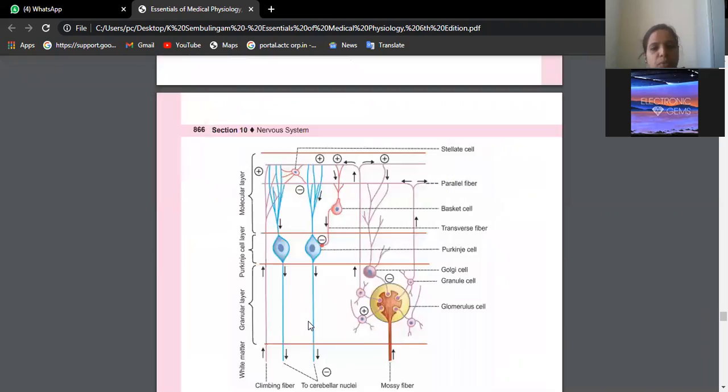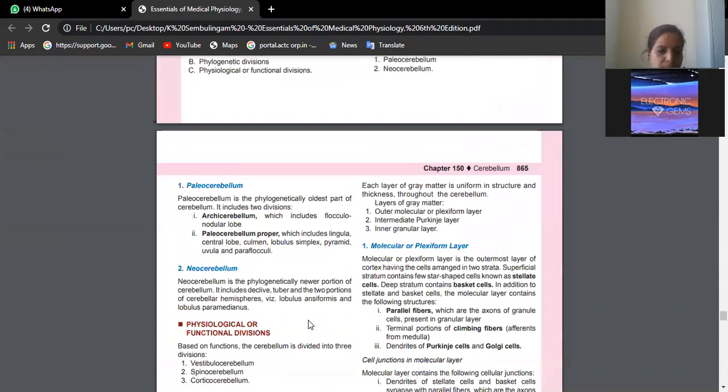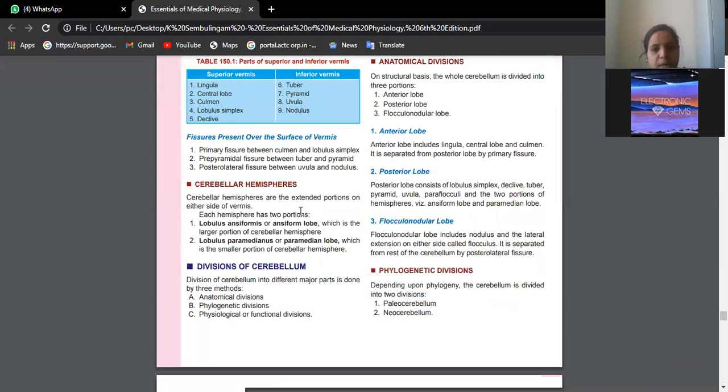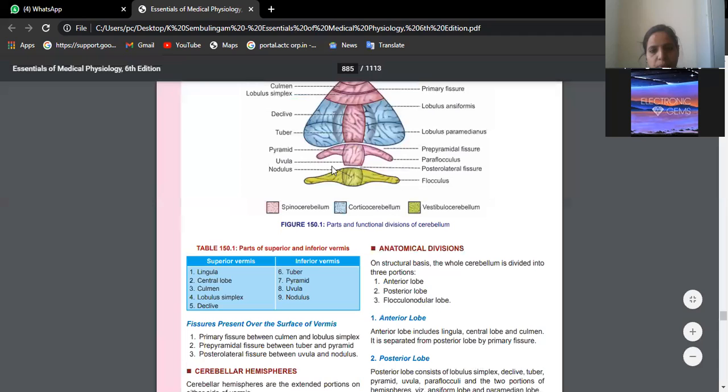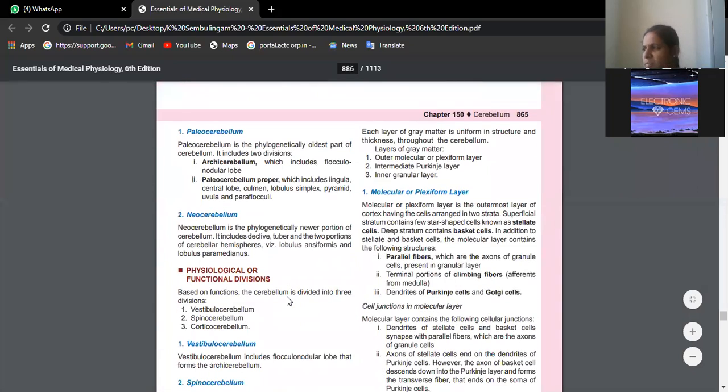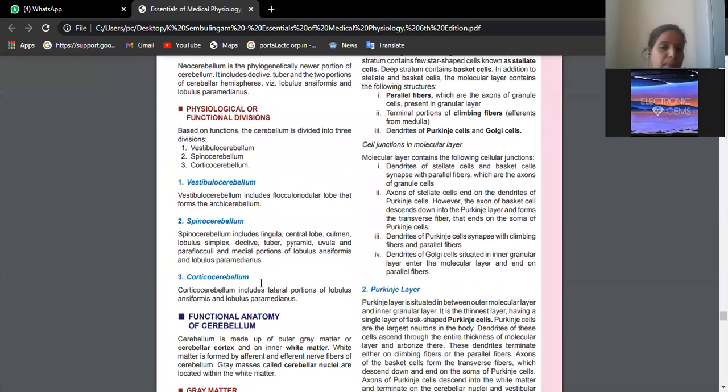Now, once you know these basic subdivisions, see, this is our physiological subdivision, beta. You should first draw this diagram for your answer. You need not give the parts of vermis because this is already dealt with in anatomy and physiology. People do not bother about it, but still, if you remember, you can write it if time permits.